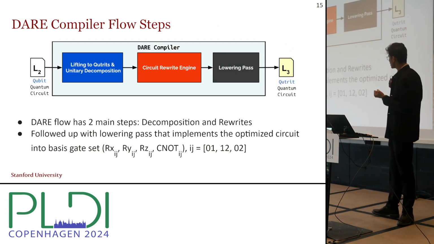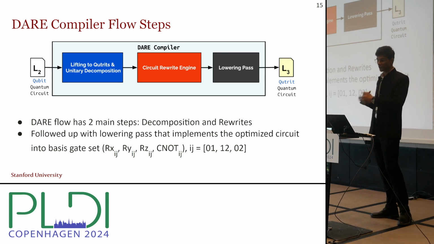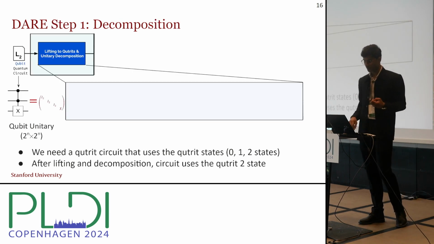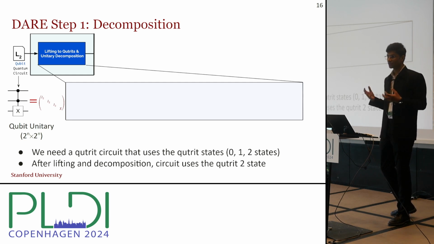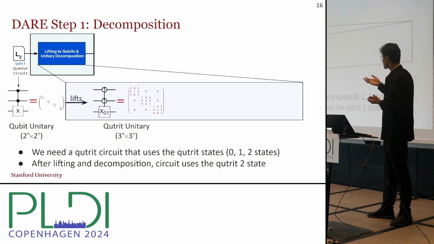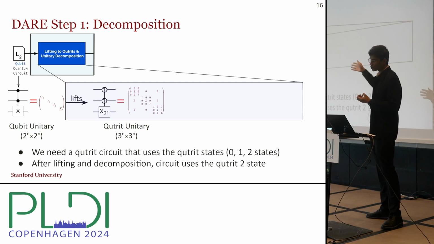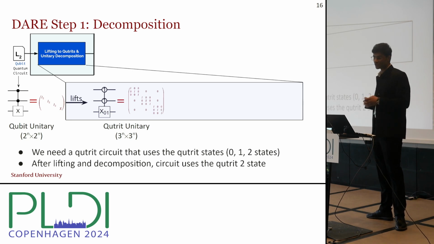DARE compiler has 2 main components. First is the decomposition step, and the second is the rewriting step. This is all followed up by a lowering pass that implements the optimized logical circuit into a basis gate set. The first challenge we have here is to convert the original qubit computation into a circuit that uses the 2 state in the first place. So DARE converts the initial qubit circuit, which has a qubit unitary of size 2 to the power n cross 2 to the power n for n qubits, into a naive qutrit circuit that doesn't really use the 2 state, but it does now have a qutrit unitary, which is of size 3 to the power n cross 3 to the power n.